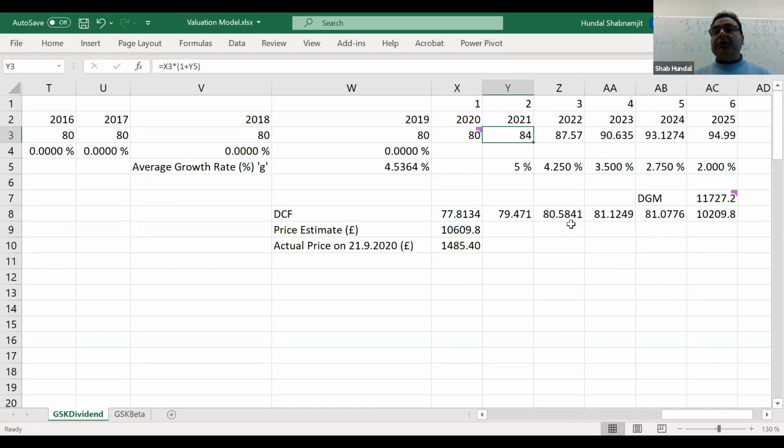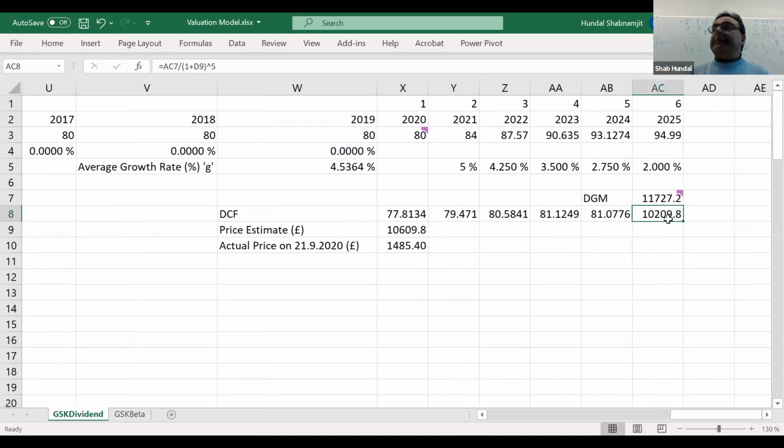The 84 pounds which you get in 21 are worth 79.47 in 2019. The 87.57 pounds which you get in 2022 are worth 80.58 in 2019. So just the discounted cash flows. And then finally, in the final year, remember, you get the dividend, but also you have the estimated share price.